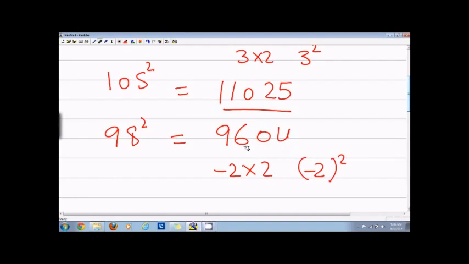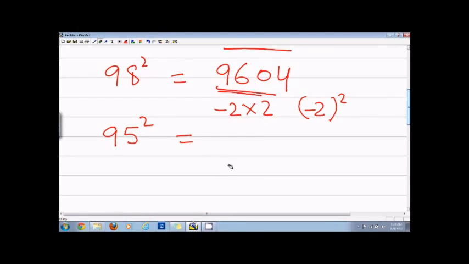Now similarly, if I have 95 squared, in this case I will say 5 into 2 is 10, so I'll say 90, and then minus 5 squared, that is 25. So the answer is 9025.